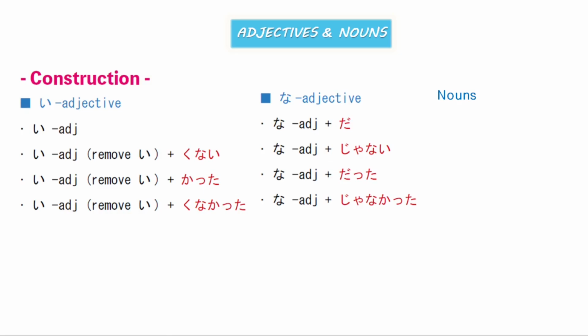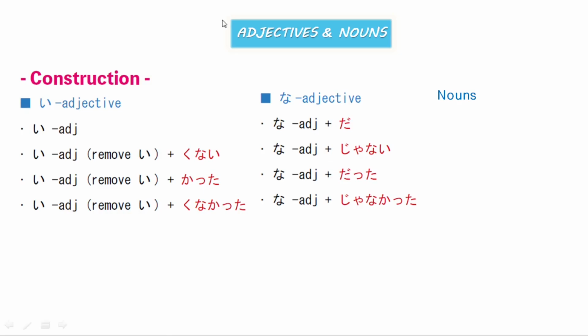What about non-adjective? This is just a revision. So if you already have watched that video, I'm sure I can bet this to you that this lesson is going to be super easy for you and you'll be mastering all the examples that I give you. So in case of non-adjective, what we do is in the present tense, just add da. And when you make it negative, just add janai. When you make it past, just add datta.